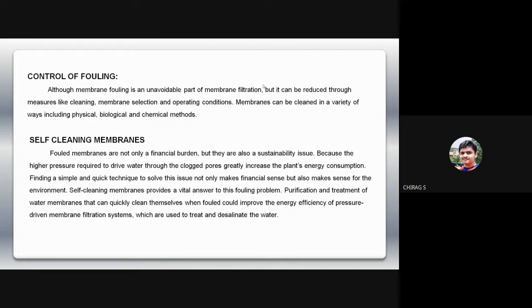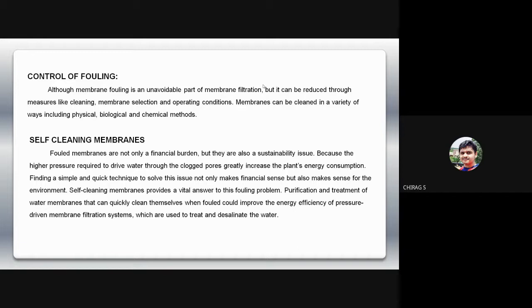So controlling fouling becomes an important thing in membrane technology. Although membrane fouling is an unavoidable part of membrane filtration, we can reduce it to the maximum extent. We can reduce it through processes like cleaning, membrane selection, and operating conditions. Membranes can be cleaned in a variety of ways, including physical, biological, and chemical methods.